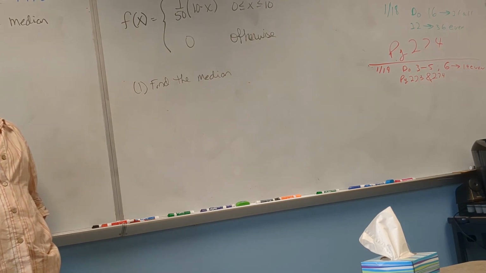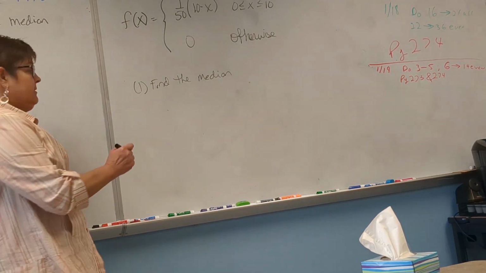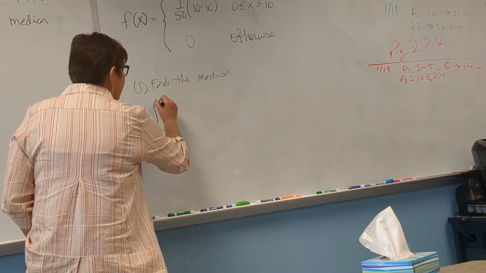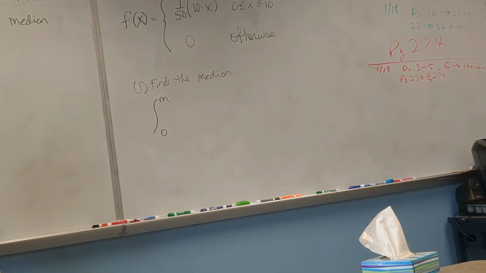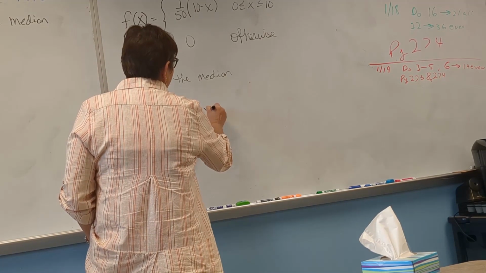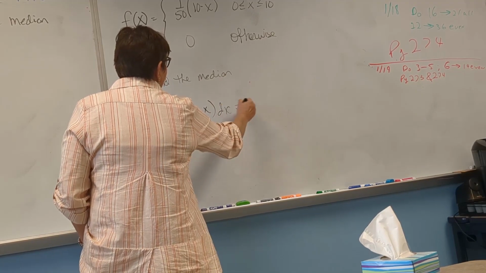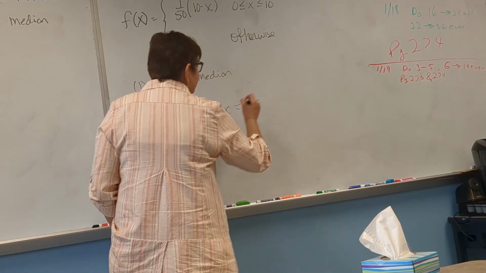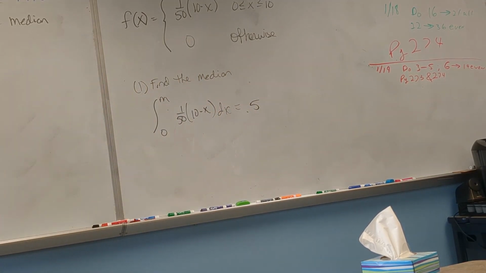Can somebody help me set up the equation that we're going to use? From what to what? 0 to M. And then my function, 1/50 times (10 minus x), and that's going to be equal to what? 0.5, or 1/2, whichever one you choose to use. Good old-fashioned integration. I'm going to let you play with that while I take roll.